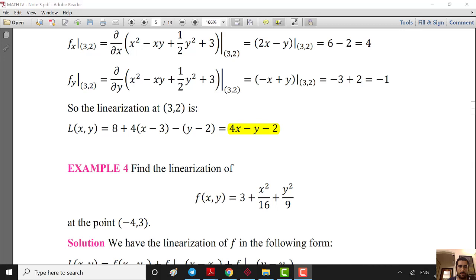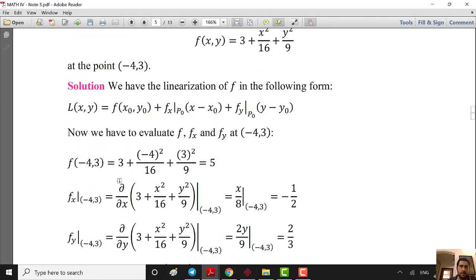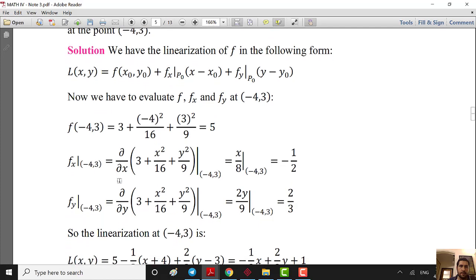So guys, now we move back to the main lecture note. Example 4 of note 3 says, find the linearization of the function f of x and y equal to 3 plus x squared over 16 plus y squared over 9 at the point (-4, 3). Now, the solution is not complicated.